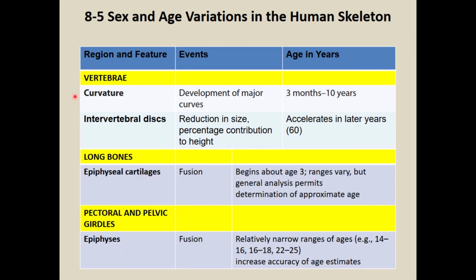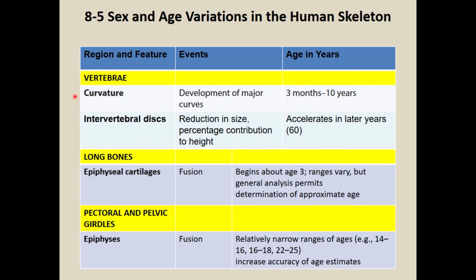For the curvature of the vertebrae, there are two types of curvatures. One is the primary and the other one is the secondary. The primary ones are the ones that you're born with, one in the thoracic area and the other in the pelvic area. The secondary curvatures develop from 3 months to age 10. In the cervical area, that is because of the weight of the head. In the lumbar area, that is because of the weight of the thoracic cavity, head, neck, and the upper limbs.